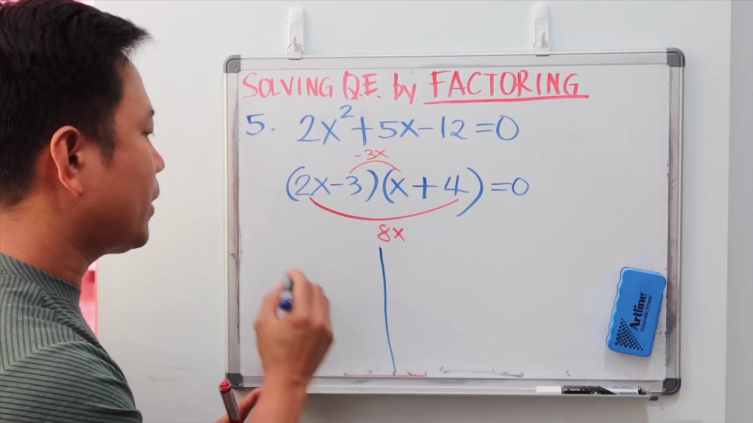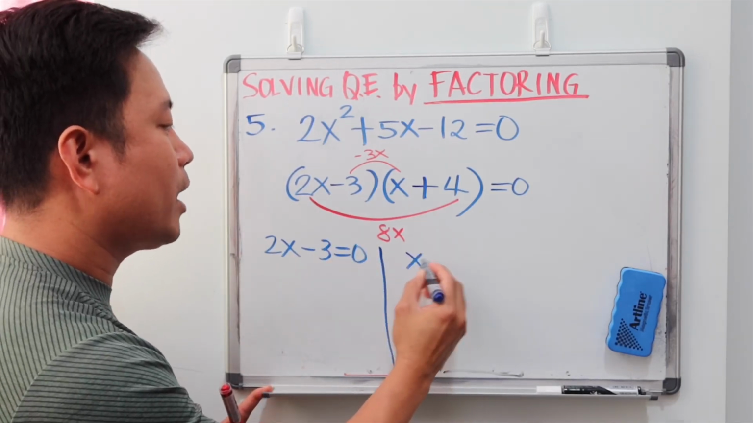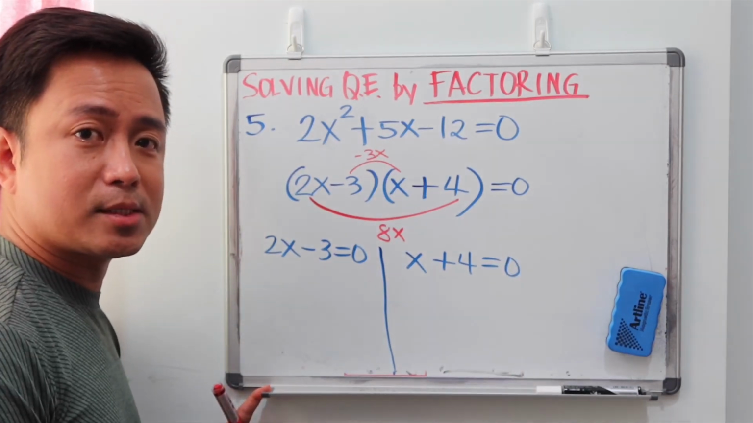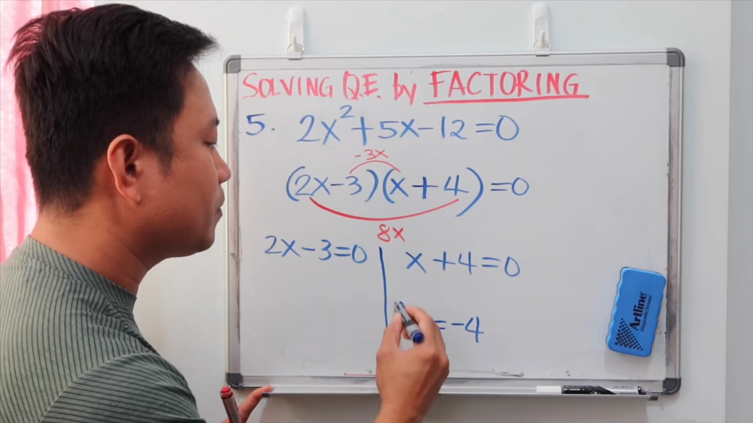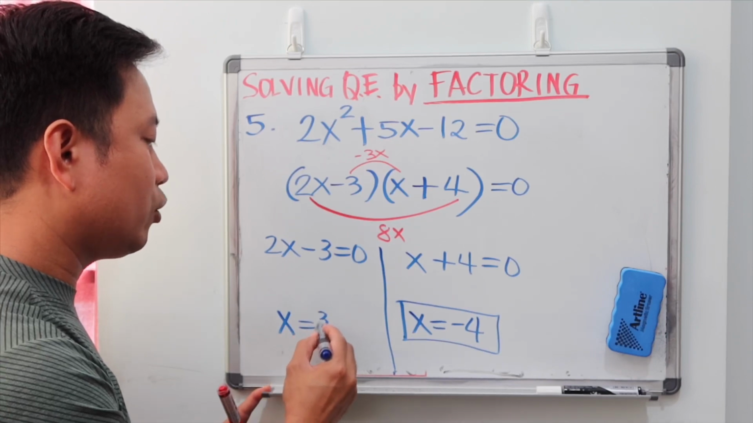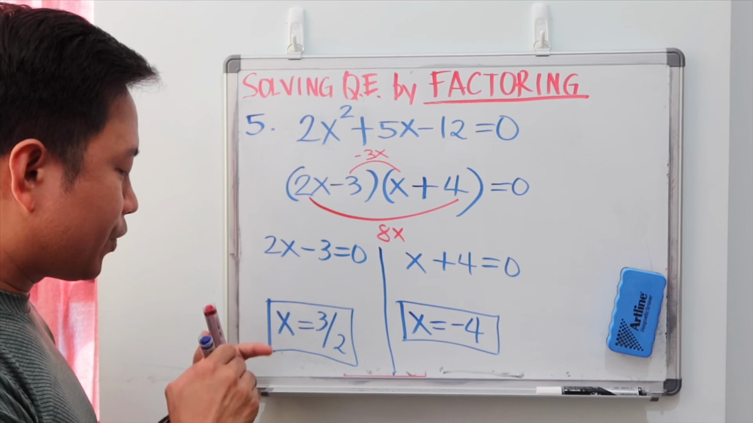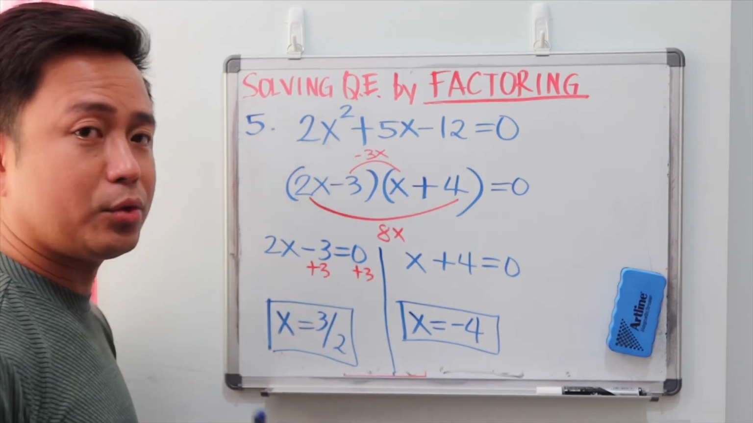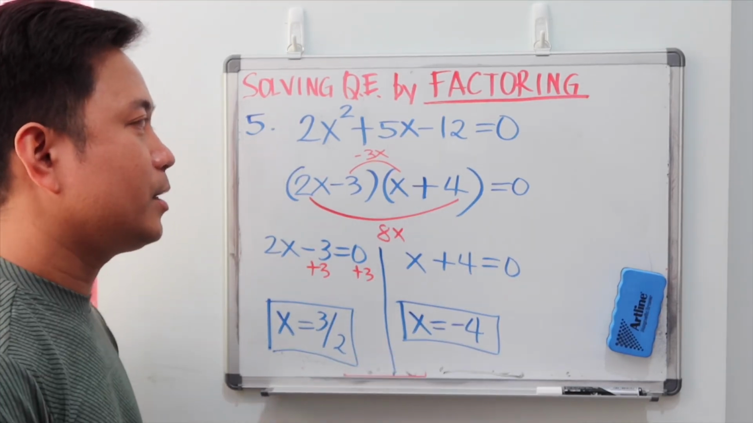now we're ready to find the roots. We have 2x minus 3 is equal to 0, and then we have x plus 4 is equal to 0. So what are the values of x? We have x is equal to negative 4, because that means you subtract 4 from both sides, and the other one is 3 over 2, or that is 1.5, because we need to add 3 to both sides, and then divide by 2. So we have 3 over 2, or 1.5, and the other one is negative 4.